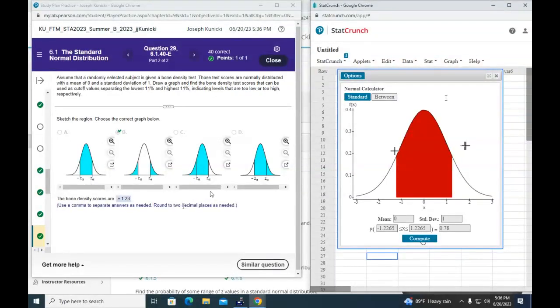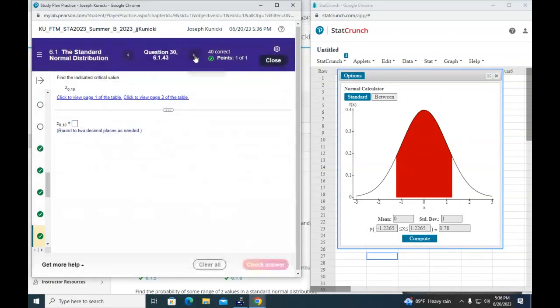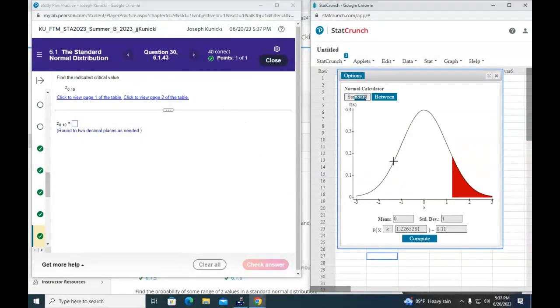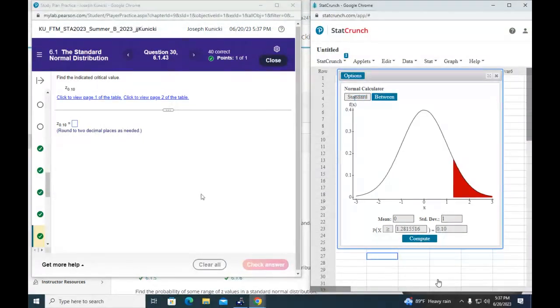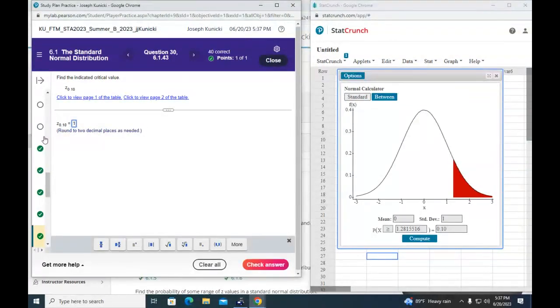All right. So you can use this to your benefit, however you like. Okay, so here's Z.010. So alpha is 10%. So all I do is I go back to standard, and I go greater than, instead of putting 11% in there, I put 10%, and the Z value is 1.28. So that's the upper limit on an 80% confidence interval.